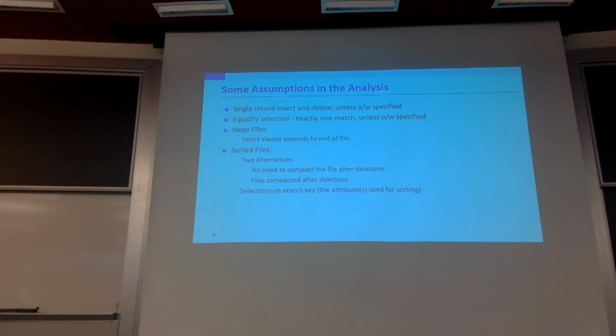And for sorted file, you have two possible alternatives. One is you do not compact the file after deletion, which means you leave some holes in your file. The other option is that whenever you delete something, you compact that hole. So when you delete something, you move everything by one, so 2 to 4, then it's compacted. These are two possible alternatives of sorted file. And when we're doing selections, we are doing selections on the search key, so that for the sorted file, we can use the sorting order to boost the search. Otherwise, the sorted file is no different than a key file.